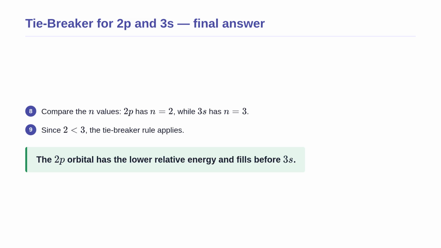Physically, this means the 2p orbital is closer to the nucleus on average and offers a more stable environment for the electron, so it fills with electrons before the 3s orbital.